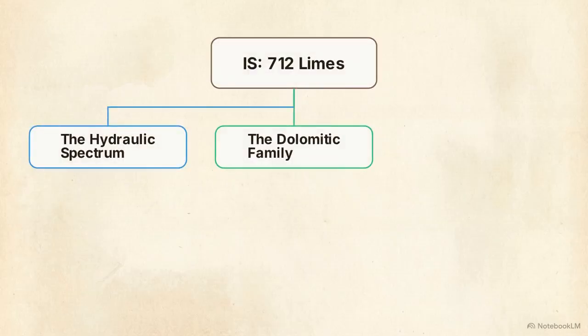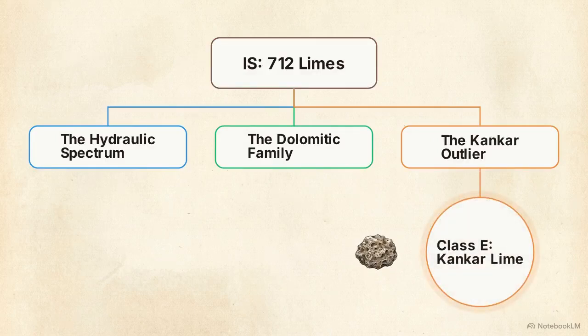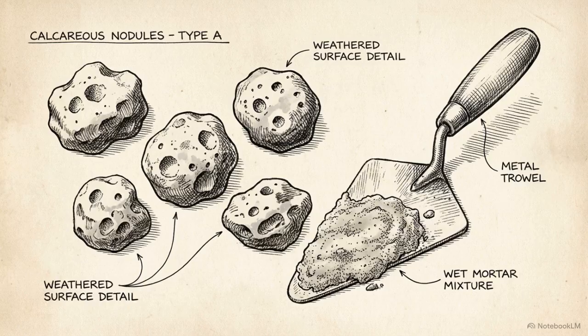Our final branch covers an anomaly. These are limes derived from natural calcareous nodules found in the soil, rather than mined from standard limestone quarries. This is Class E, Concar lime. The code restricts its use exclusively to masonry mortars.